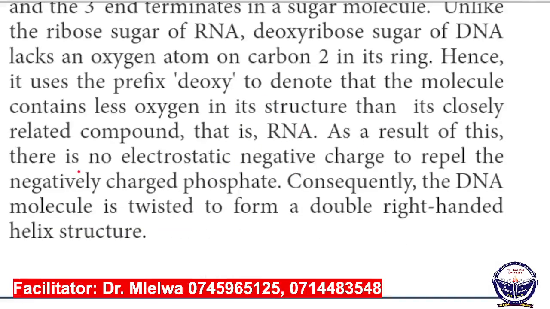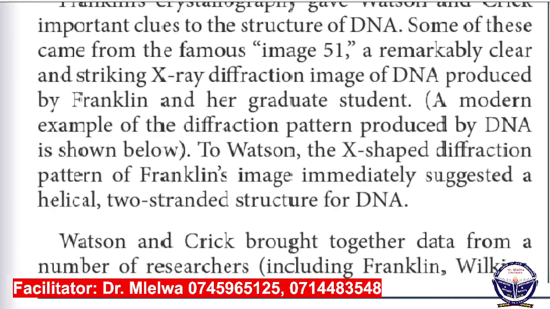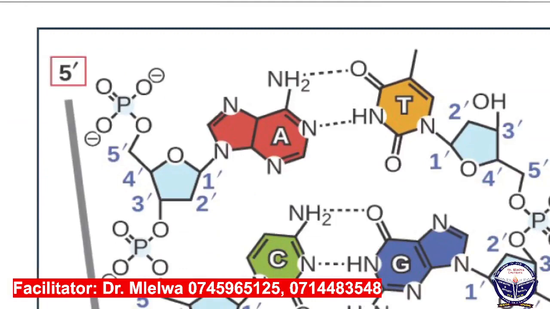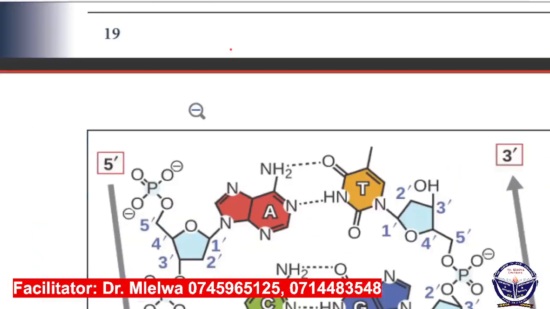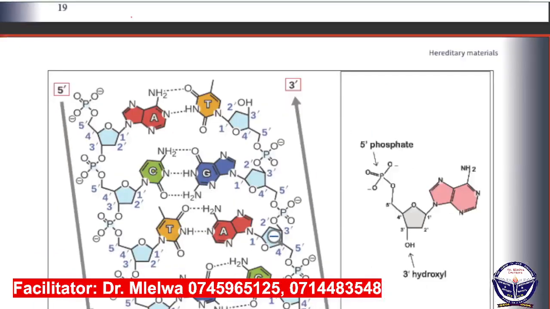As the result of this, there is no electrostatic negative charge to repel the negatively charged phosphate. Consequently, the DNA molecule is twisted to form a double right-handed helical structure. Let it come here. You can observe this structure for DNA.